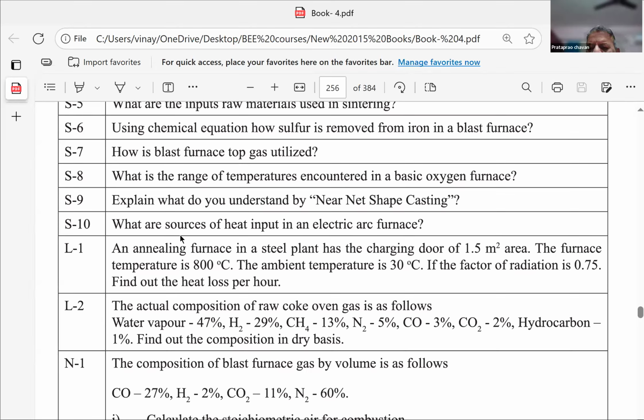What we are interested in, what is required? If the door size is given, find out the loss through the door. Temperature is so much, ambient temperature is so much, factor of radiation is so much. Find out the heat loss per hour. One step of calculation only. Once you know the formula, calculate radiation loss through the furnace door. It may be any furnace, we are not interested. You go to paper book 2, furnace chapter. The formula is there, just put in these 3 values and you get the answer. That is why the question may carry only 5 marks. But they are assured, once you know the formula, you put it in rightly.